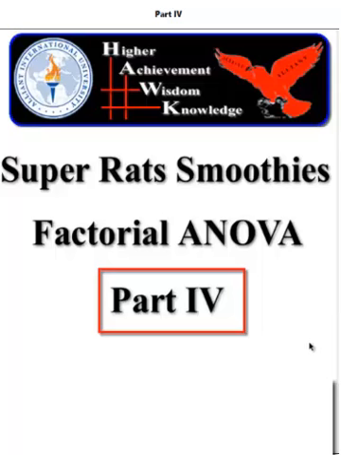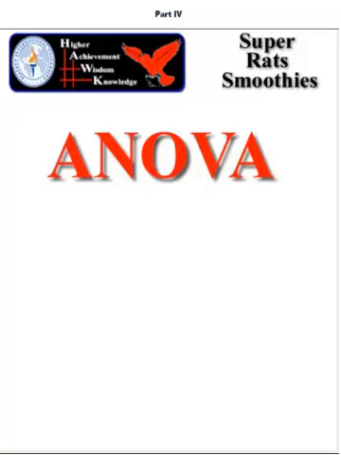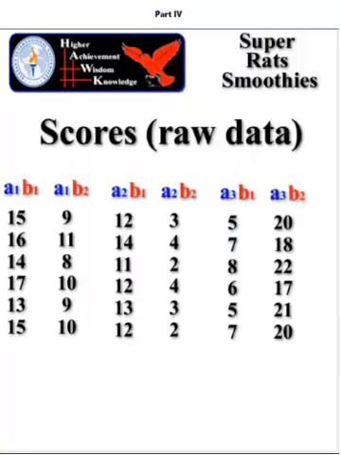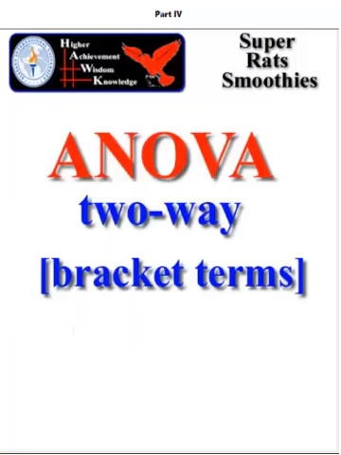Part 4 of our factorial ANOVA to see if either the strength serum or the smoothie size has anything to do with the number of push-ups a rat can do. And we're doing a two-way ANOVA. There's the raw data. We're working on the bracket terms.